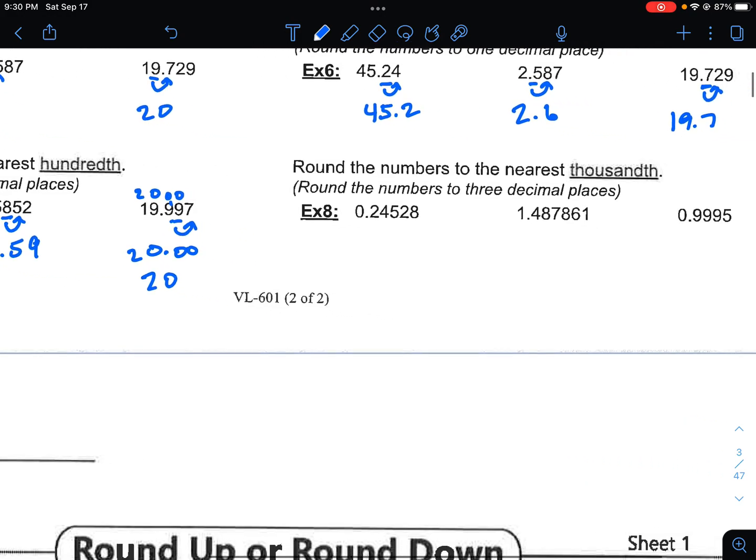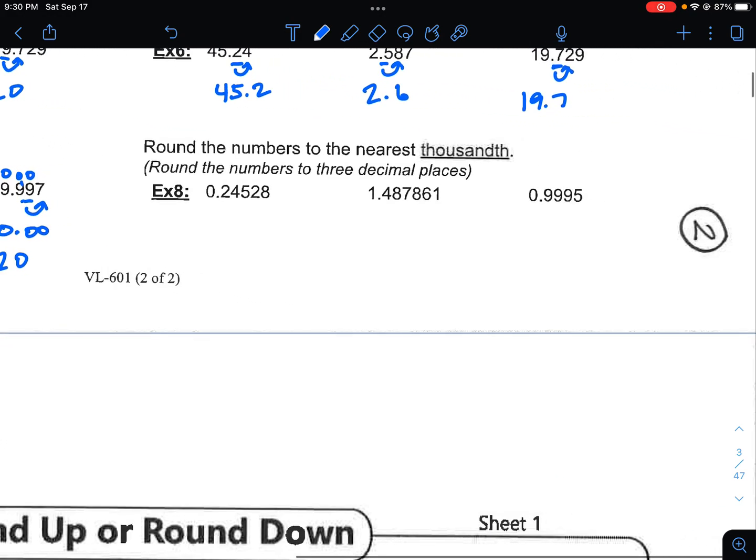All right, last section, example 8, round these to the nearest thousandths, which is the third decimal place right here. 1, 2, 3, and then we're going to look at the next one over. So 0.24, does it round up from 5 or stay at 5? It stays. 1, 2, 3 decimal places, and we're going to look at the 8. That rounds up, which means this is 1.488, not 487.